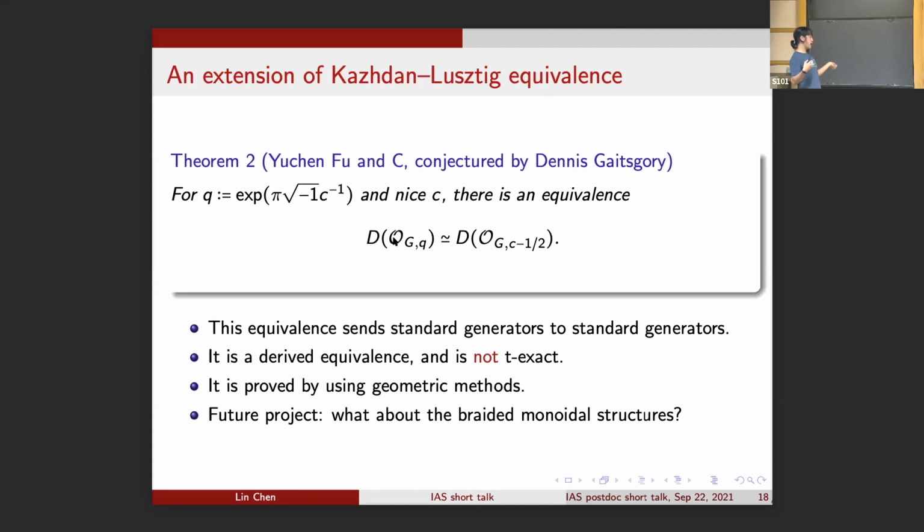Also, I don't have time, but I want to say that this is not just an abstract equivalence; it can match many operations on the quantum side and on the affine side. For instance, on the affine side there is semi-infinite cohomology, and on the quantum side there is quantum cohomology, and these things would match. So it's more than just an equivalence.